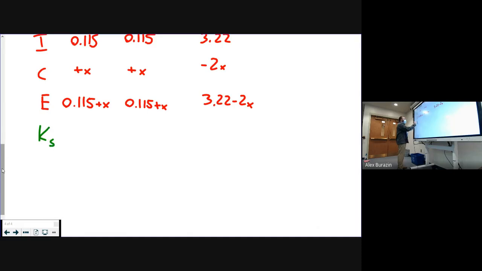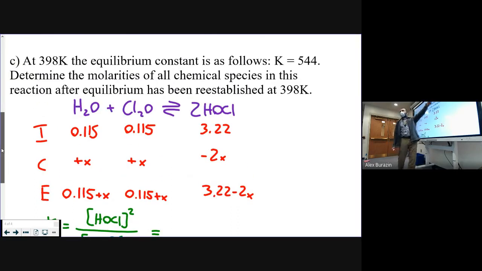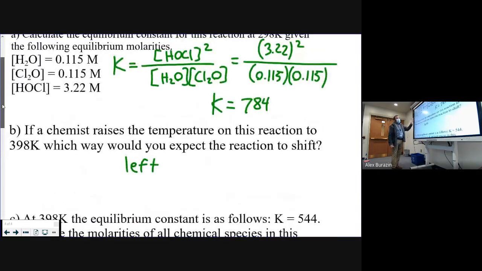K will equal, oops, not Ksp, wrong sheet. K will equal products over reactants. My product is HOCl and that must be squared because of the coefficient of 2. My reactants are H2O and Cl2O. And we know what K is. They gave us K. K equals 544. Now, just to take a quick little side tangent, at 298, the equilibrium constant was 784. At 398, the equilibrium constant is 544.